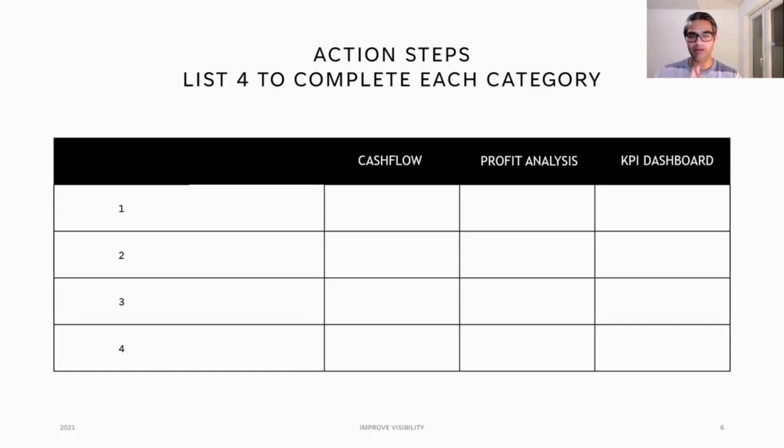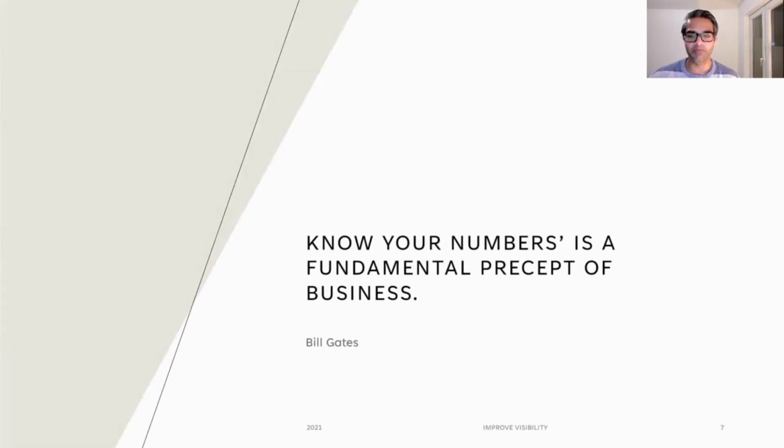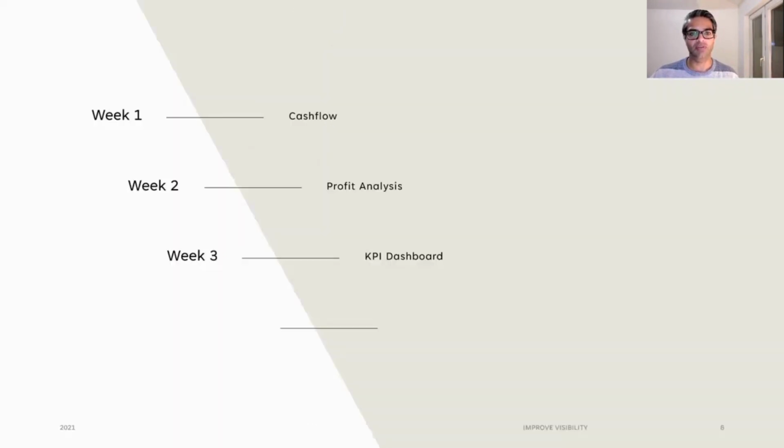Start to have a think about what you would like your ideal KPI dashboard to look like. Yeah. So let's write down those 4 action steps. Awesome. All right. So now we've got a bit of a plan. Remember your mate Bill and my mate Bill, who always said knowing your numbers is a fundamental precept of business, right? So it's really important that we start to understand, track, measure, and have a look at what's going on.